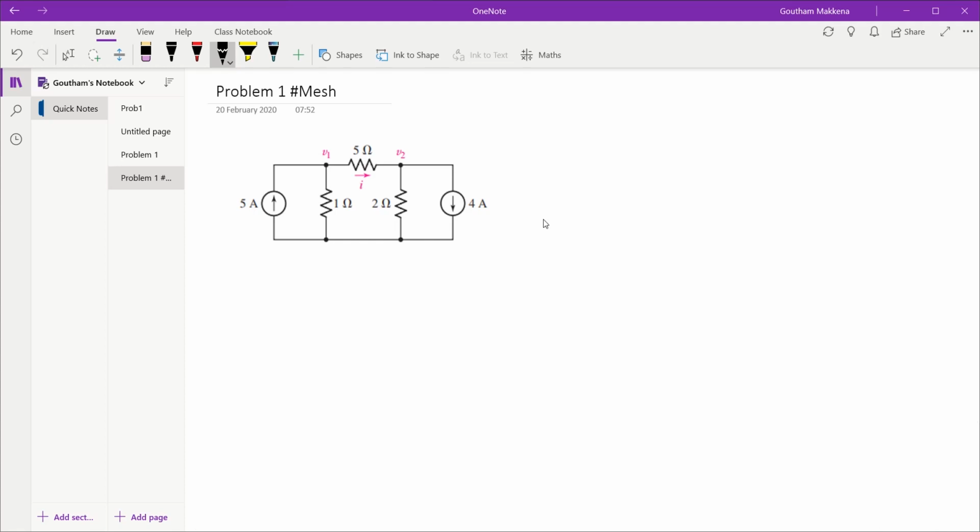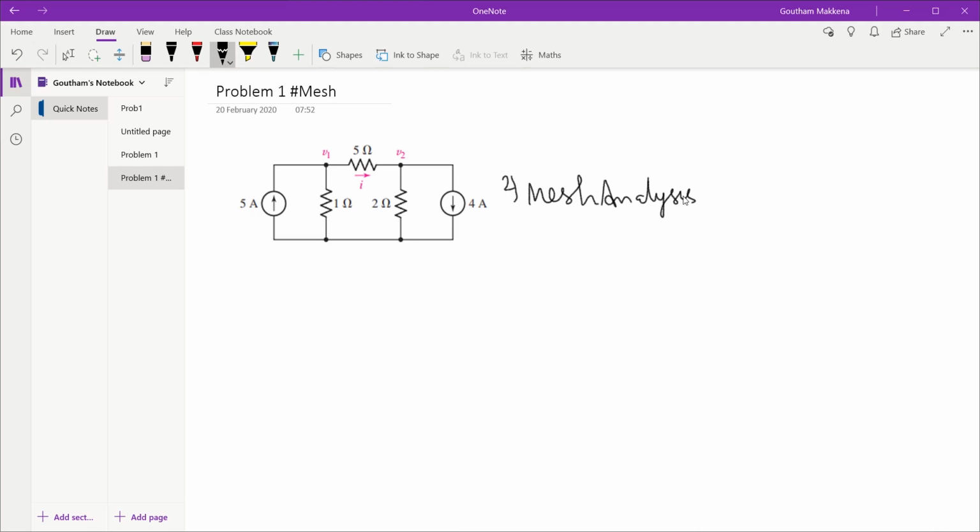Now we'll look at the same problem, but now we'll try to do the mesh analysis. It is the same problem as before, but the modality is different. So we'll be going ahead with mesh analysis. What happens in nodal analysis is we try to identify the node voltages, so we come up with equations that involve voltages. Whereas in mesh analysis, we come up with equations that involve currents.